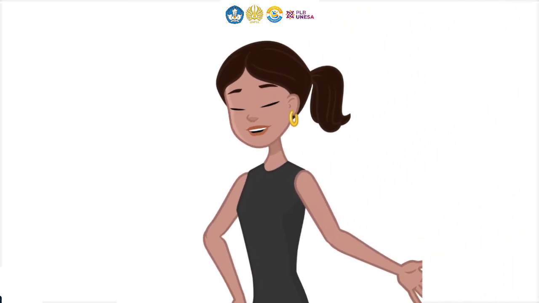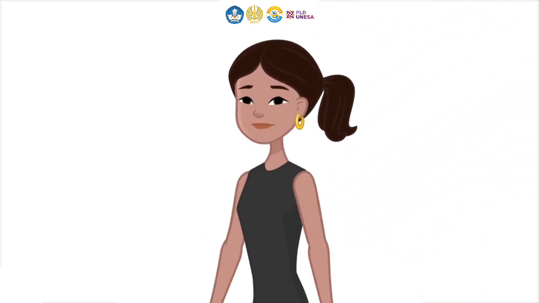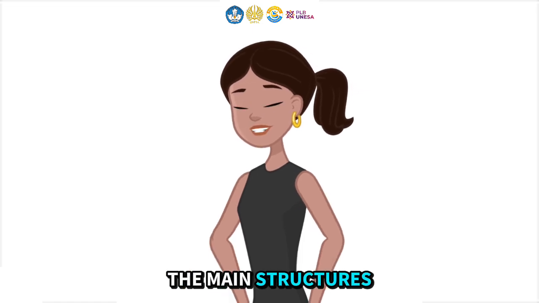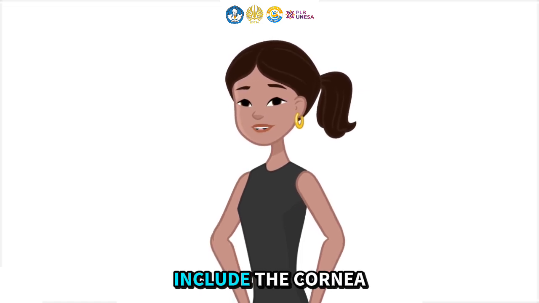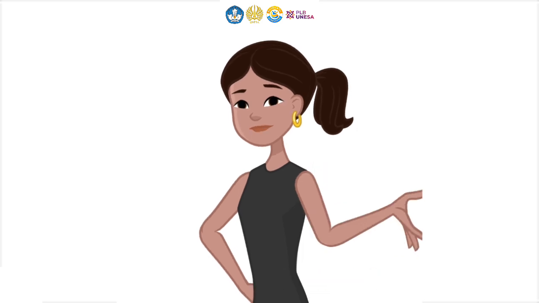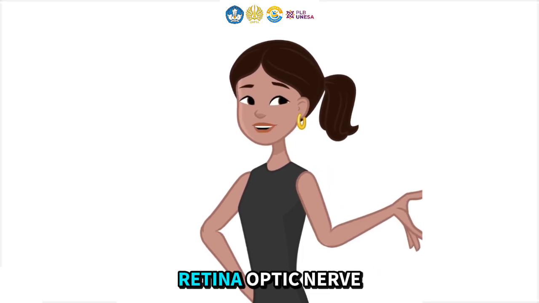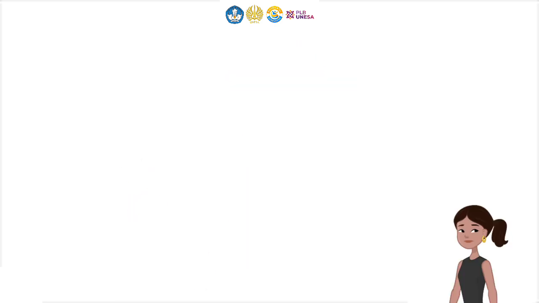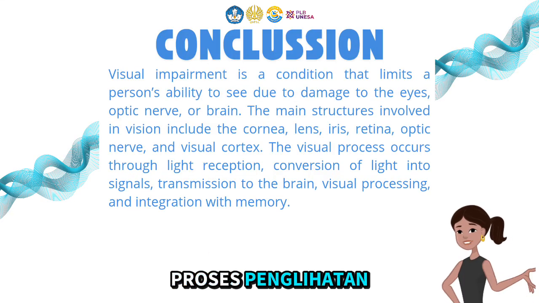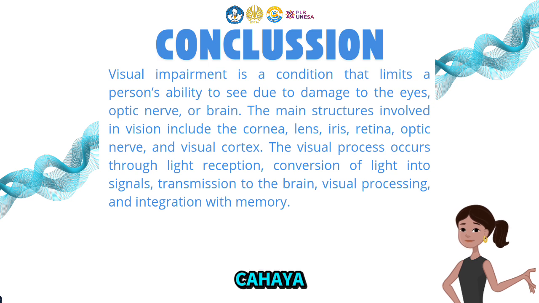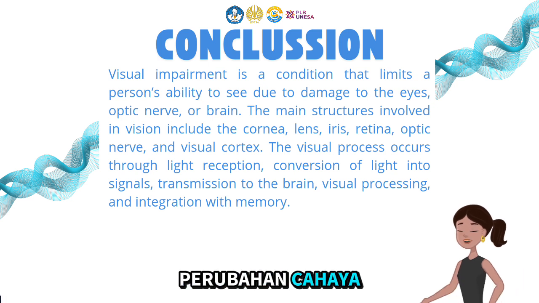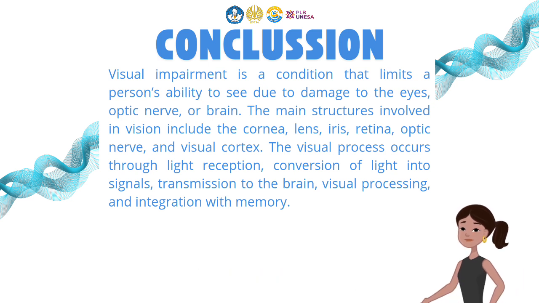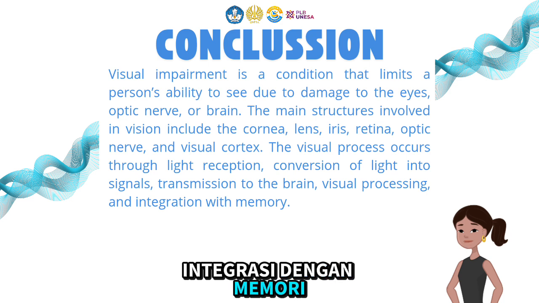Visual impairment is a condition that limits a person's ability to see due to damage to the eyes, optic nerve, or brain. The main structures involved in vision include the cornea, lens, iris, retina, optic nerve, and visual cortex. The visual process occurs through light reception, conversion of light into signals, transmission to the brain, visual processing, and integration with memory.